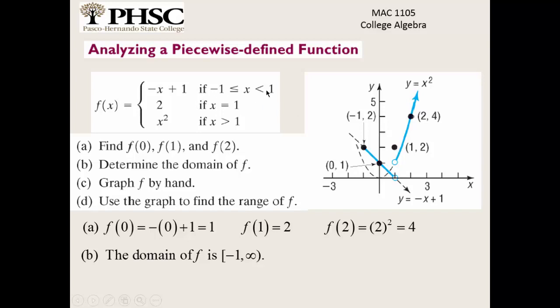Now, less than 1, that means that this part here is defined all the way up to but not equal to 1, and that's why you have this hole right there, or this open circle. And then this one is when x is greater than 1, so again, that's why you have an open circle. So you have 2 open circles here, but then it's only defined for 1 as being equal to 2. And then of course, from 1 to infinity, we actually graph the function y equals x squared.